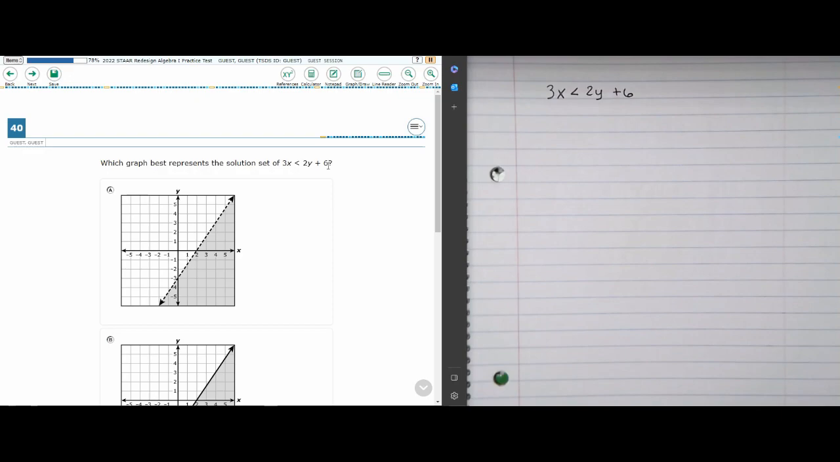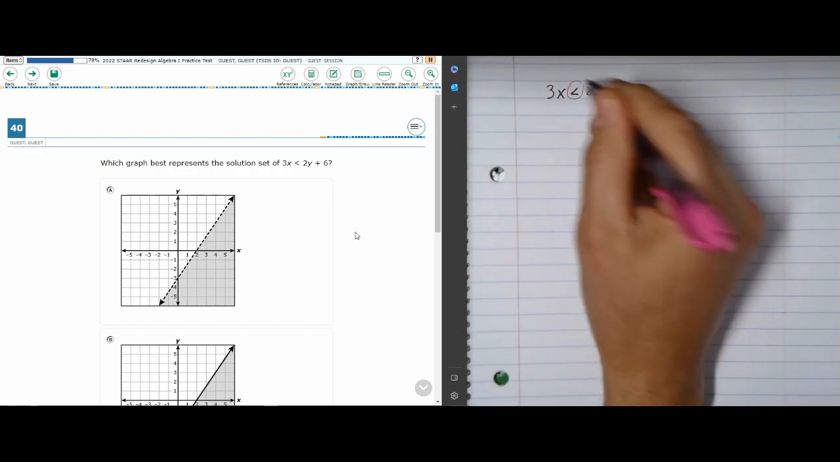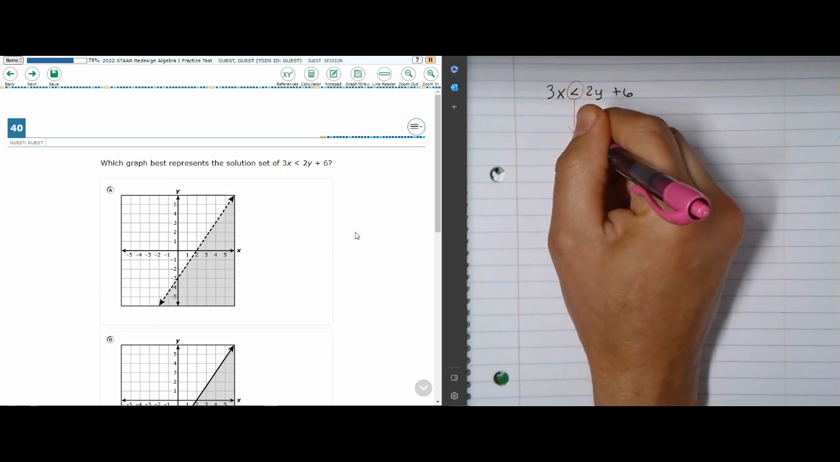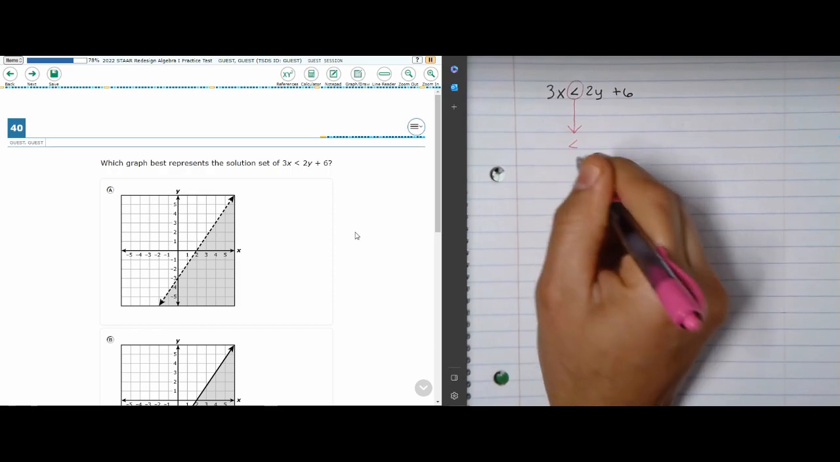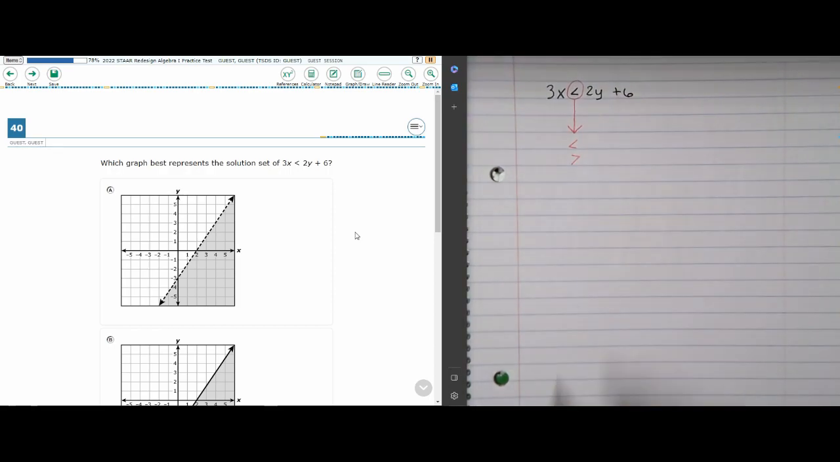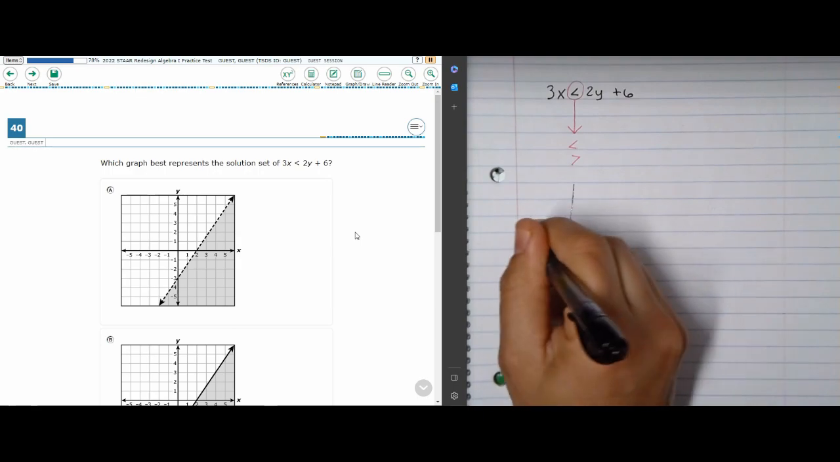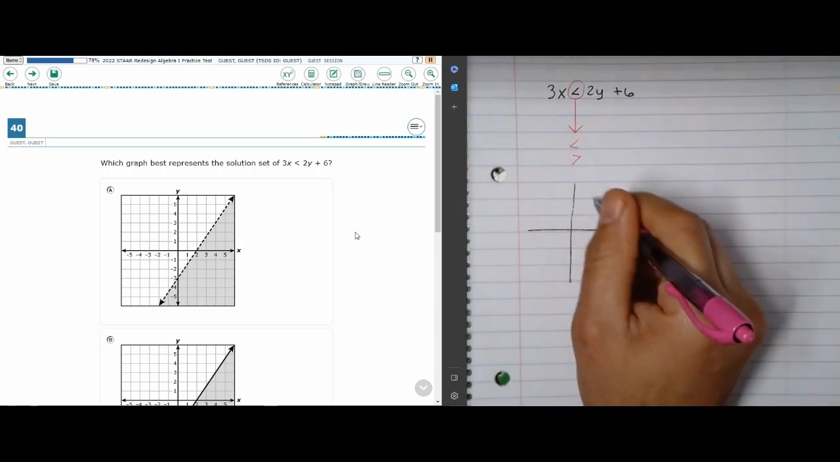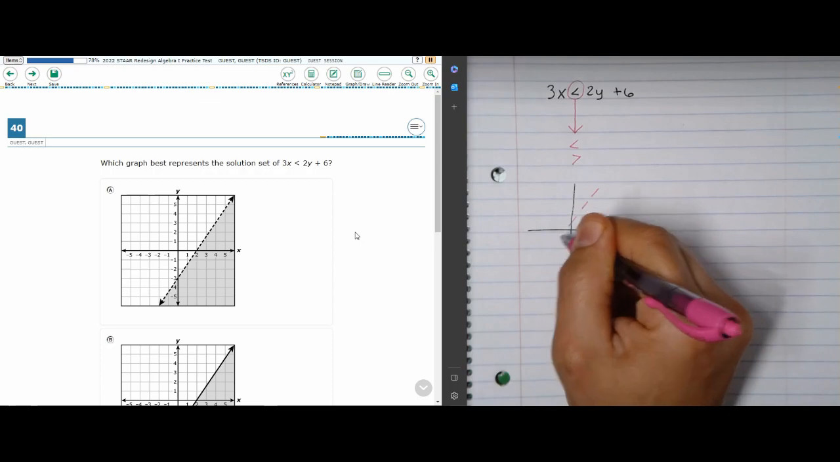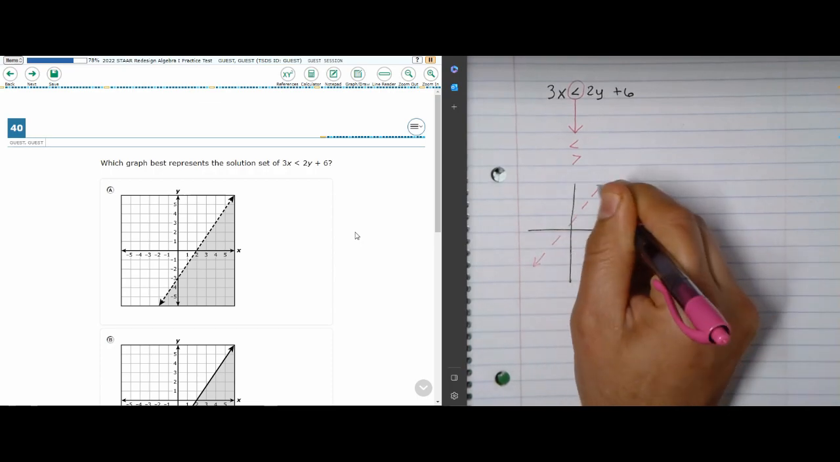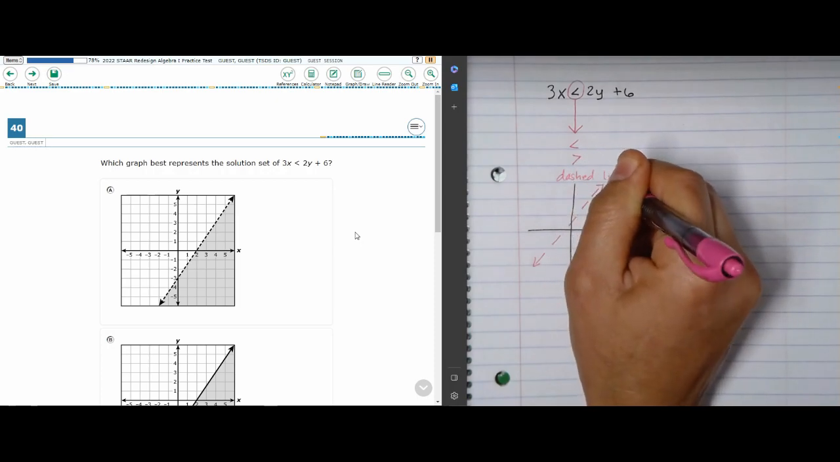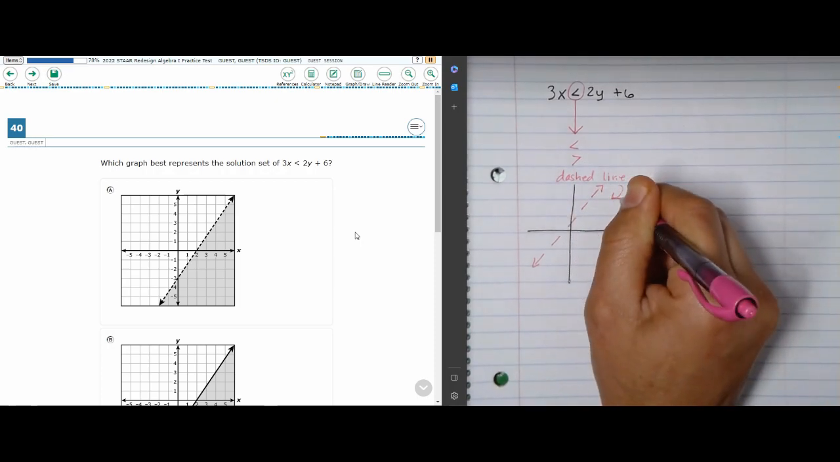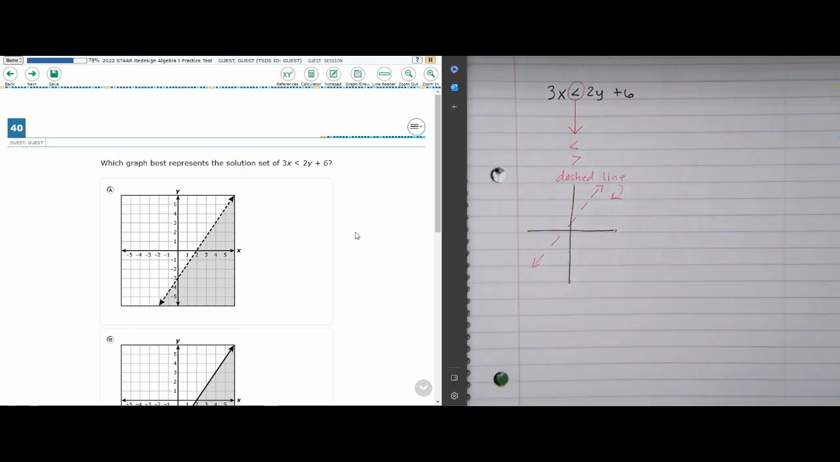And the first thing I really want you to focus on when you get one like this is I want you to look at this symbol right here. And I want you to remember the type of line you make for that. Anytime you have a symbol like this, a less than or a greater than symbol, if you were to graph this, it must use a dashed line. So I'm going to write dashed line. So just remember that, right? Because we can rule out some answers with that.